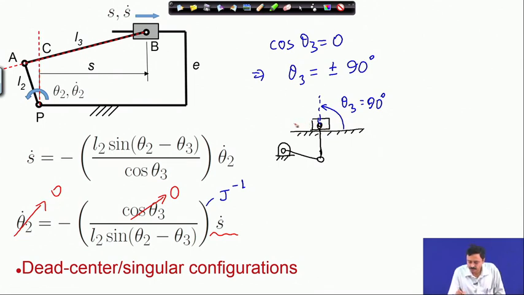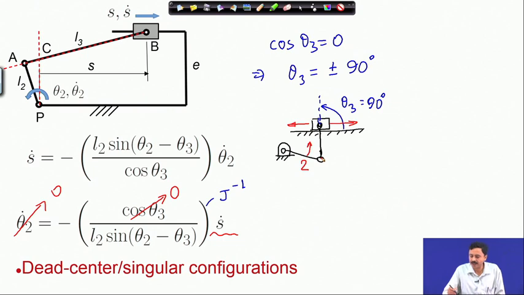You can realize when I try to move the slider left or right at this configuration, this link 2 cannot rotate. If I move the slider to the right, this will move up. If I move to the left, also this will move up, but exactly at this configuration it cannot move any further, it has to come to a stop. This is the 0 velocity configuration or the dead center configuration of the link 2.